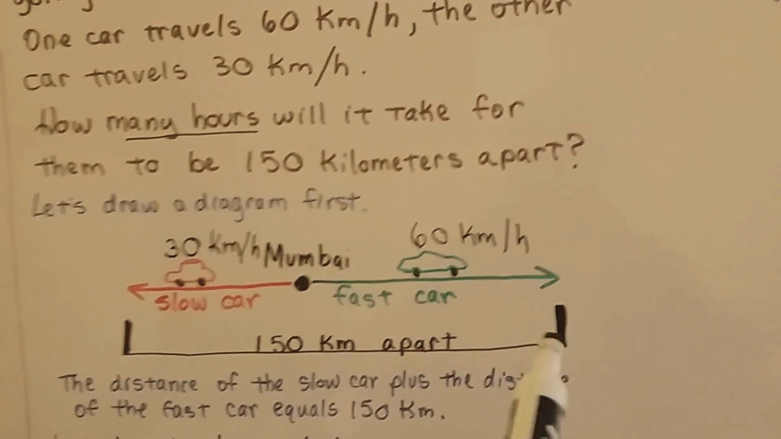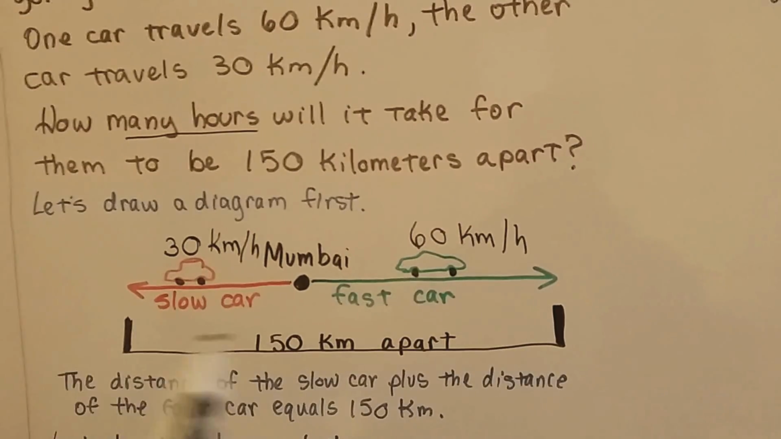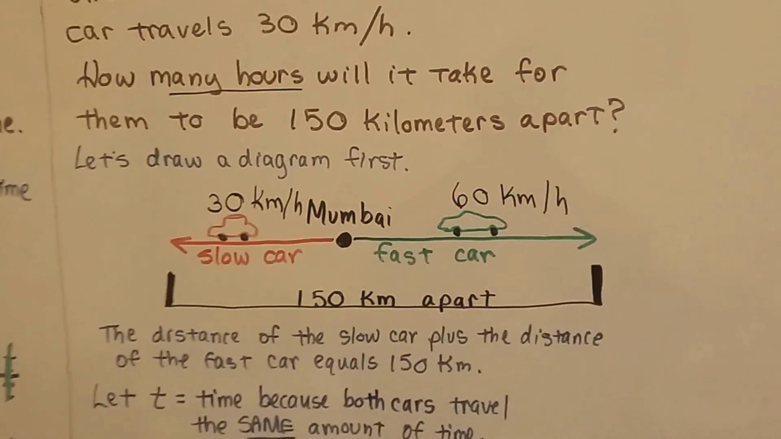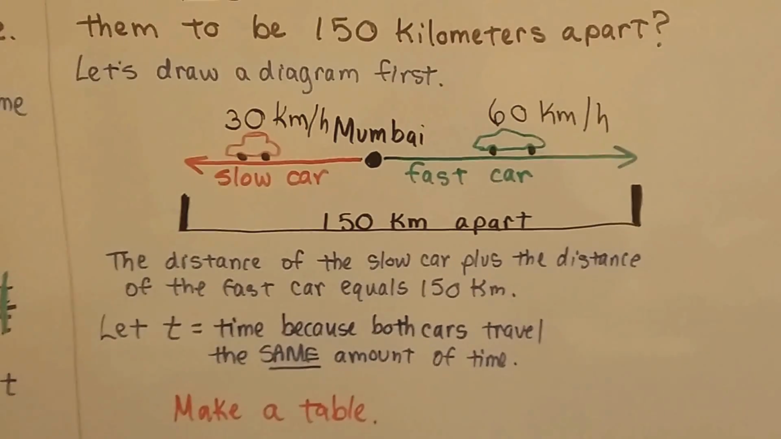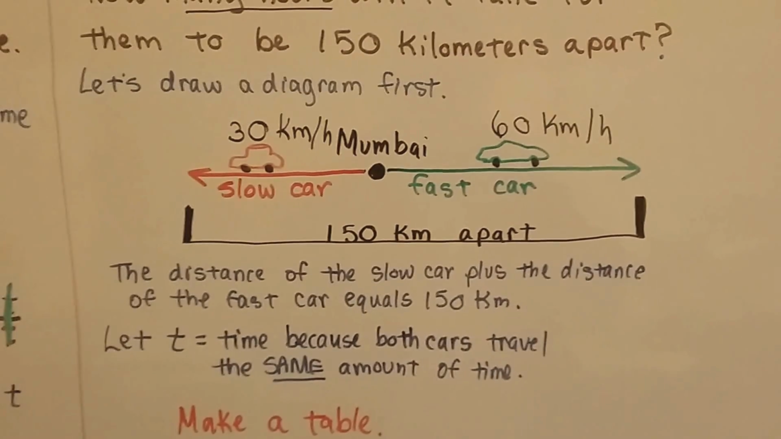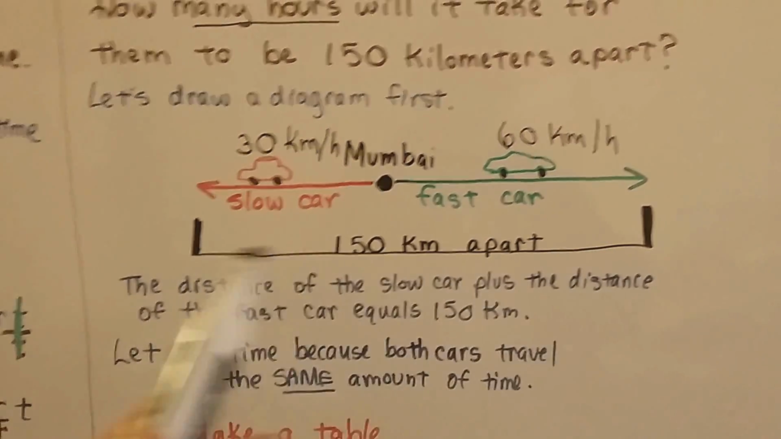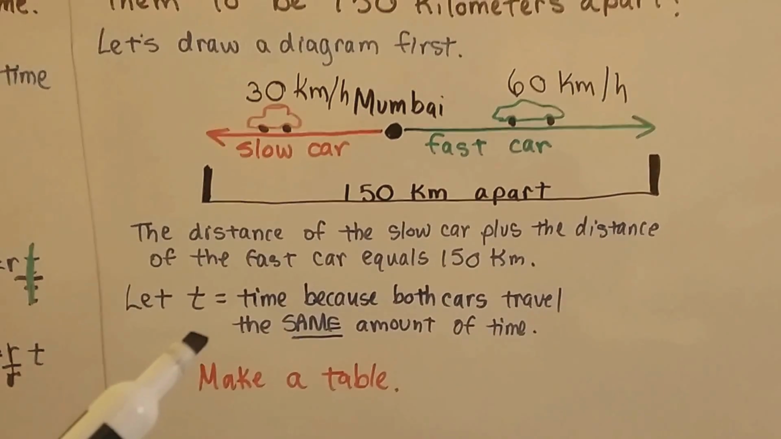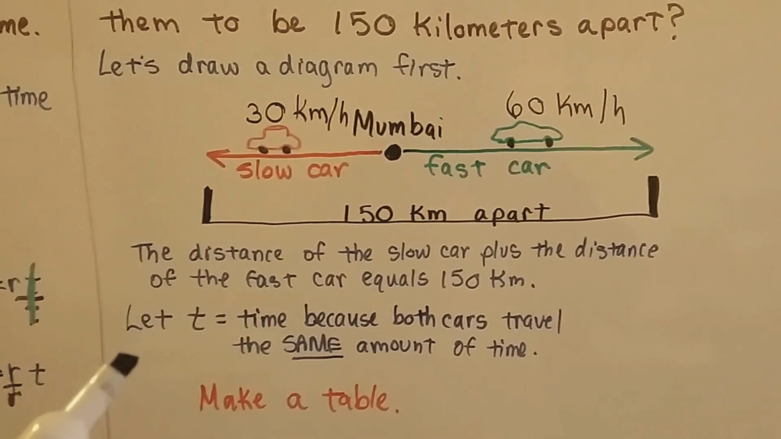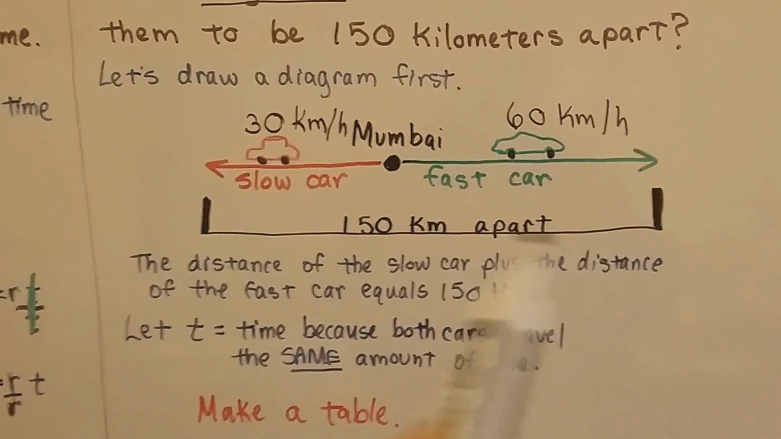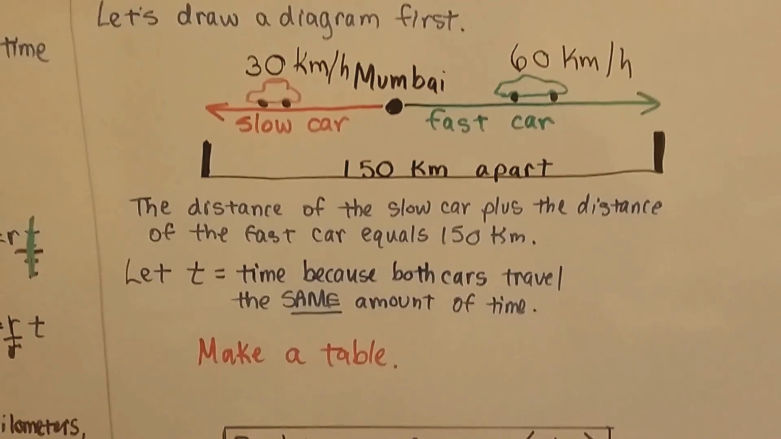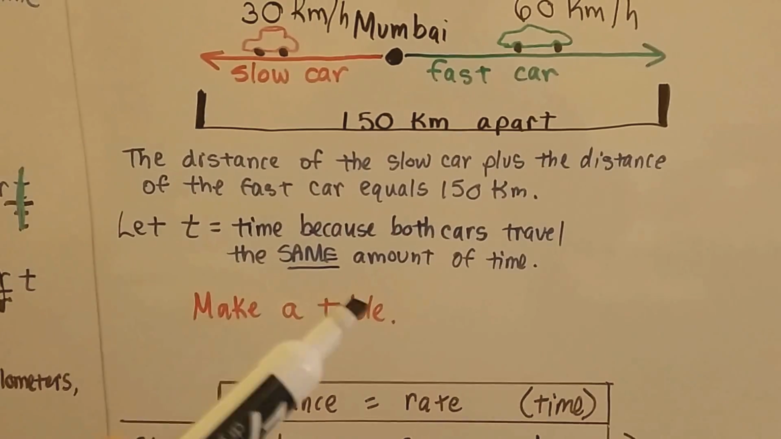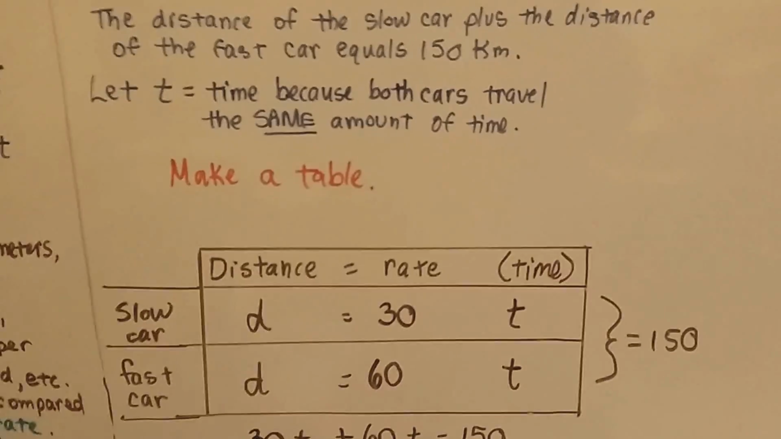So when there's 150 kilometer space between them, how much time is going to pass before they get to that point? So the distance of the slow car plus the distance of the fast car is going to equal this 150 kilometer distance. So we're going to let T equal the time because both cars travel the same amount of time to get this 150 kilometers apart. They're going to travel at different speeds, but they're going to travel the same amount of time. So let's make a table.